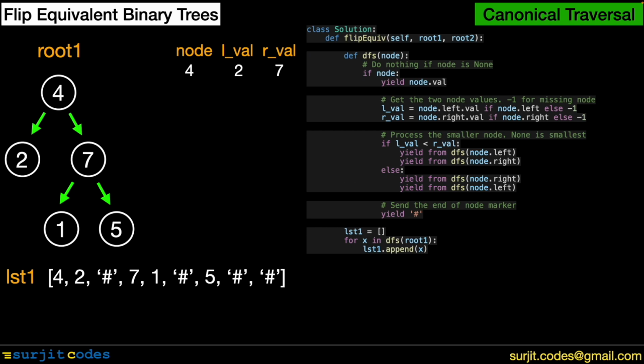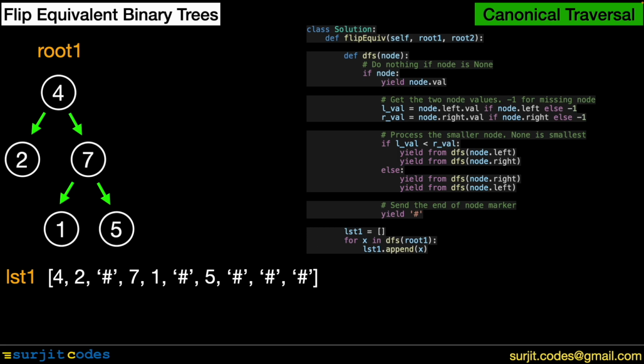The last statement of 4 yields yet another hash. There is a hash at the end of every node, so we get 5 of them in the list. This marker is necessary because the number of children of a node in the two trees may be different. Hash ensures that processing of a node has been finished and no other child of the node is present.